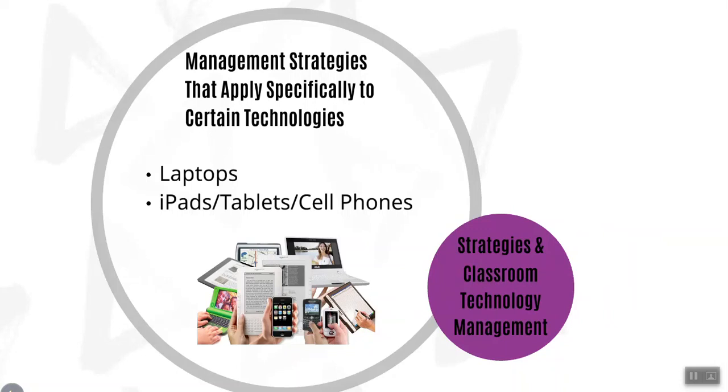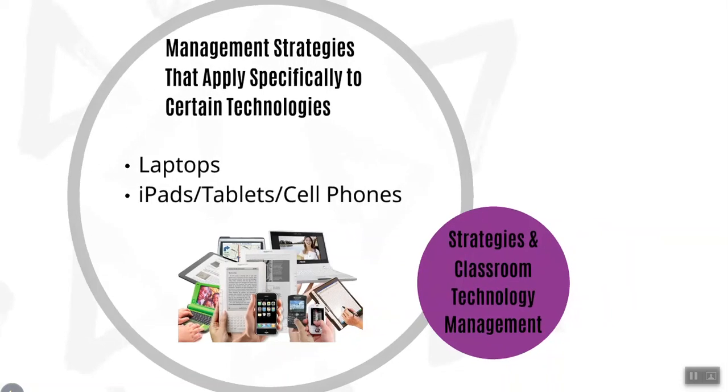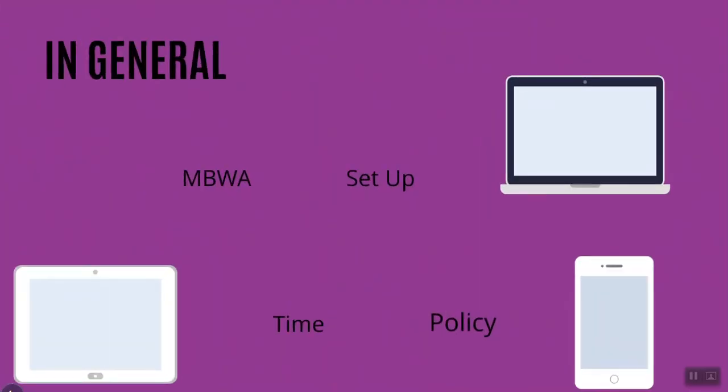There are also some strategies in classroom technology management that apply to technology in general. Monitor by walking around is the first. This goes along with how your room's set up as well. Walking through the classroom, monitoring what is on your students' screens, enables you to see that they are on what they are supposed to be on and not off task on other websites or games.